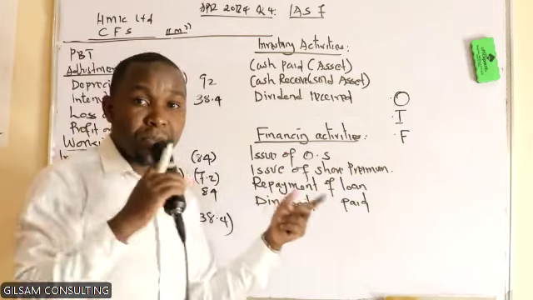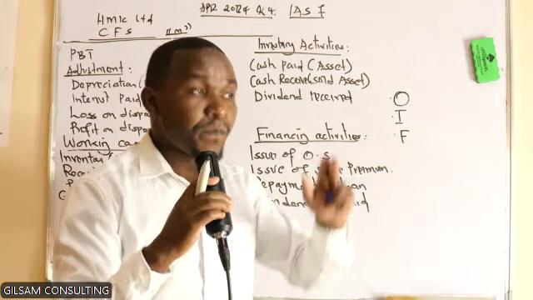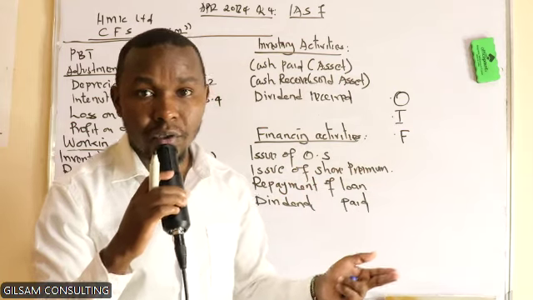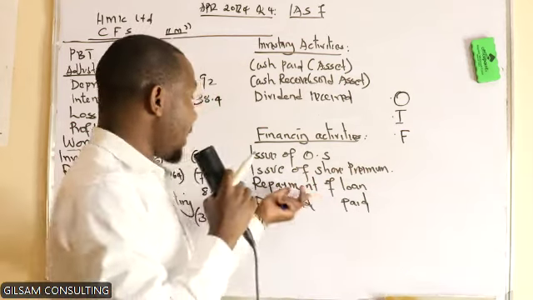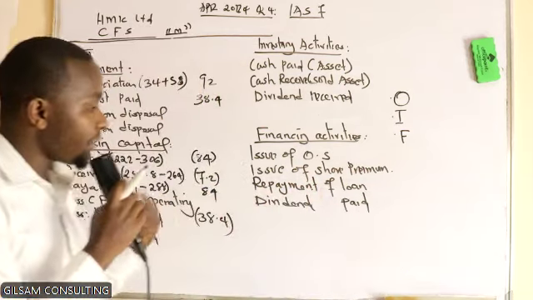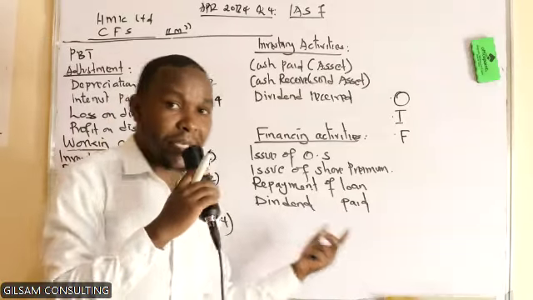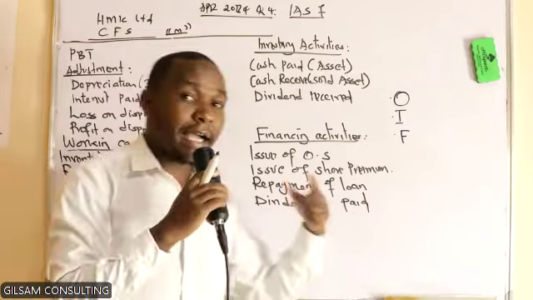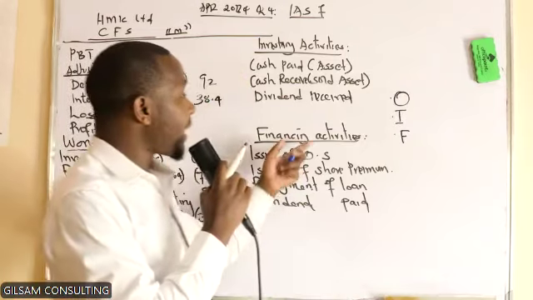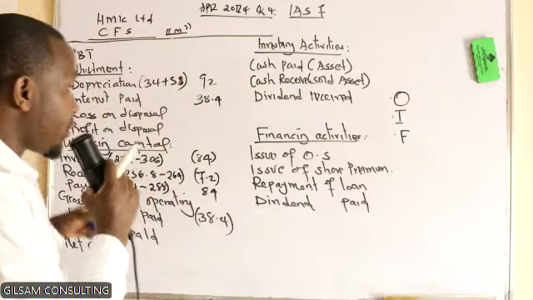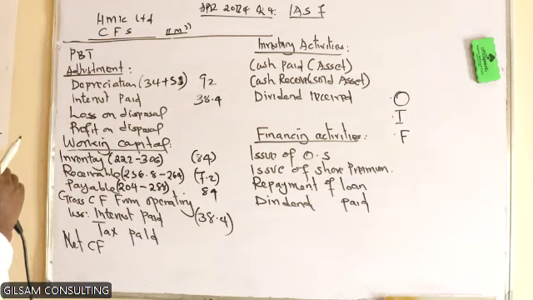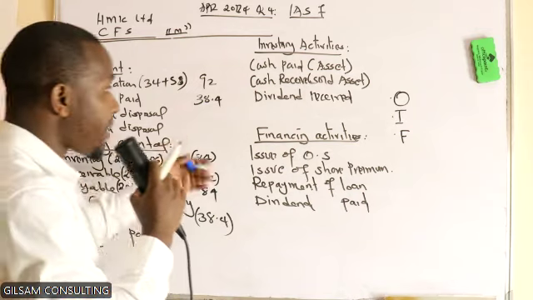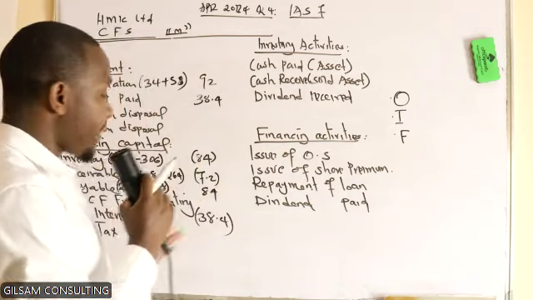We have the repayment of loan. We have to check in the previous year and the current year, what are the values of the loan? Is there any change? Account for it here, and also definitely the last one is the dividend paid. Dividend paid to the shareholders. Dividend paid is a cash outflow, so we account for it under the financing activities. So those are the major ones. There are others which will come up as per the question, but these are the major ones.